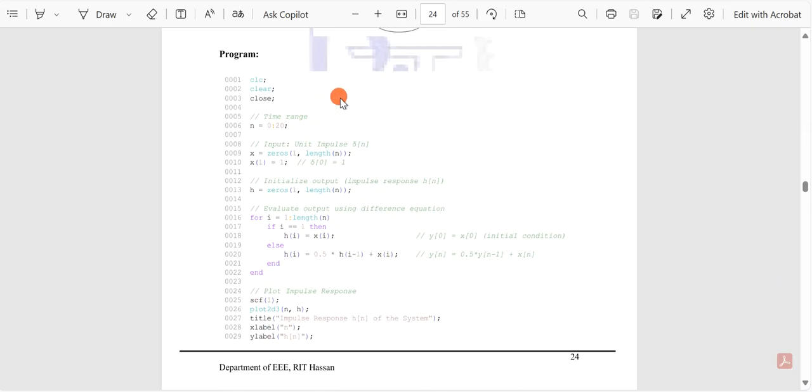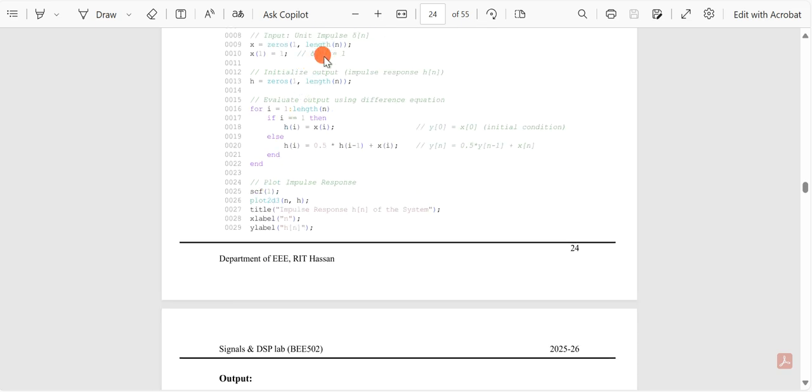So this is the program. Here we are initializing the time steps, and next we are creating the zero matrix for x. For the initial impulse values we are assigning x of 1 is equal to 1 and other values will be 0. The next is, we need to create the zero matrix for the impulse response, zeros of 1 comma the total length.